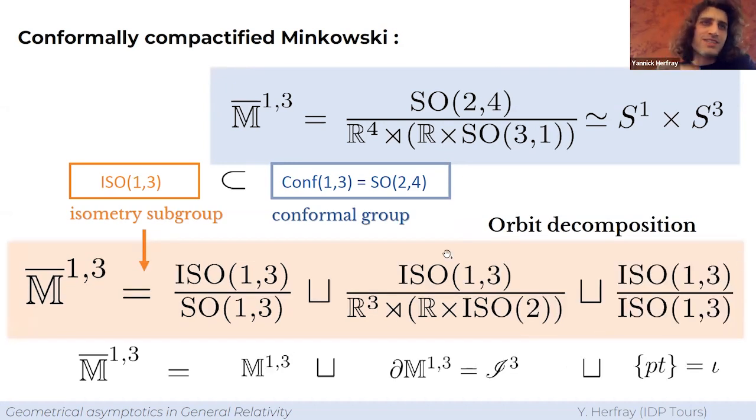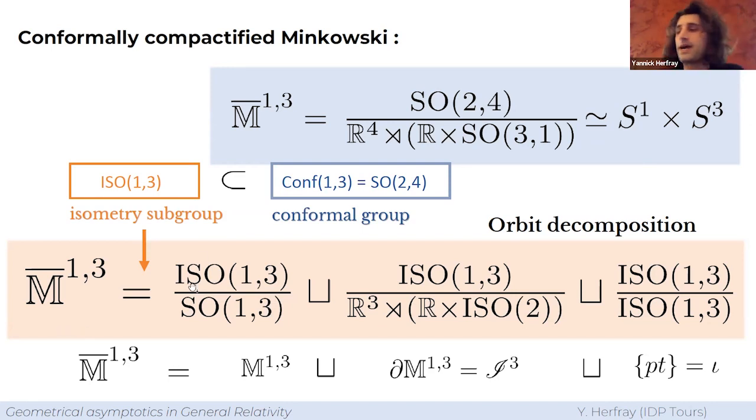Good. Something slightly less standard, but still true, is that you can choose now Poincaré sitting inside the conformal group, and you get another orbit decomposition. And now you get three orbits instead of two. One of the orbits is, again, the obvious one, Poincaré acting on Minkowski space. It's a four-dimensional orbit. You get one very degenerate orbit, which is just a point, the time-like, space-like infinity point. And you get another orbit, which is three-dimensional, which is the boundary of Minkowski as seen inside this conformal compactification.